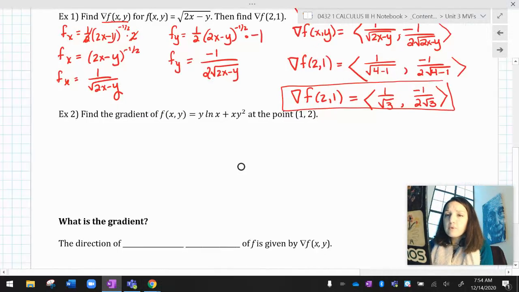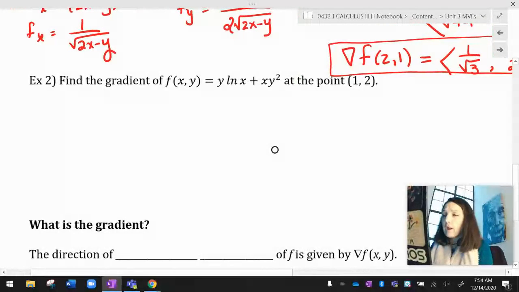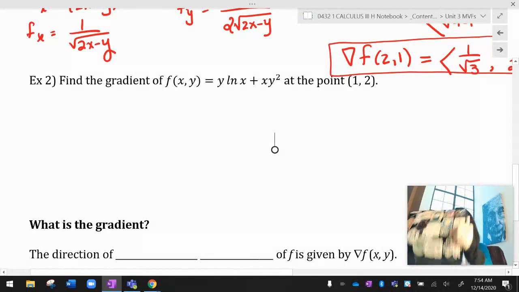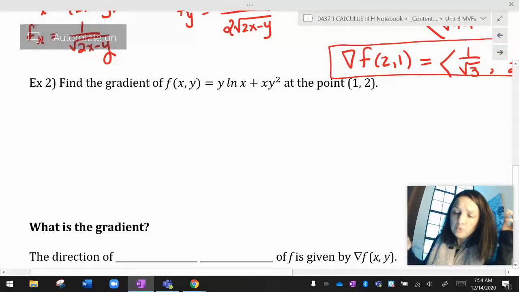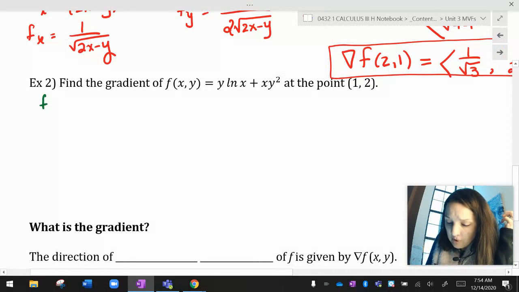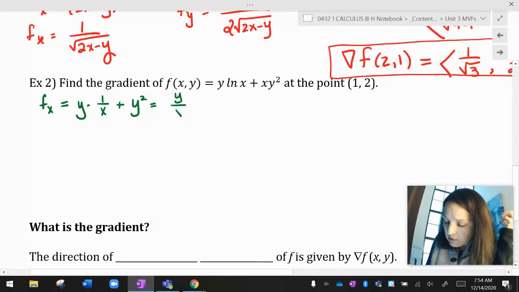All right, let's do another one. It says find the gradient of f here at the point (1, 2). Why don't you get started while I flip my computer back over. Let's find the gradient. The gradient is really just the partial derivatives separated by a comma. So f sub x is going to be y times 1 over x plus y squared, and f sub y is just ln x plus 2xy.